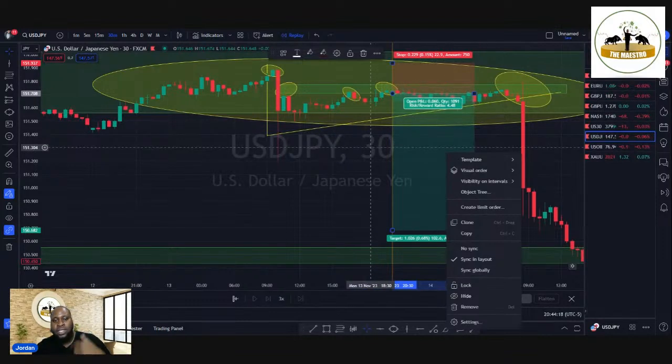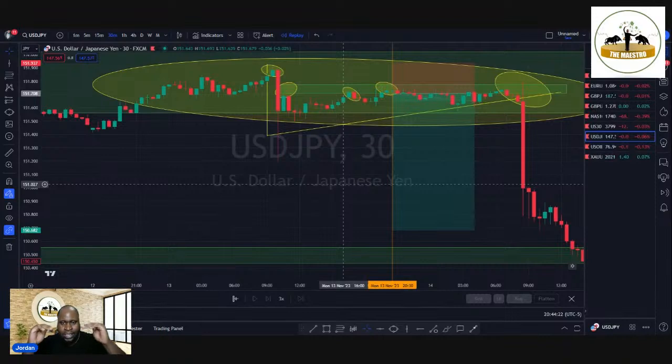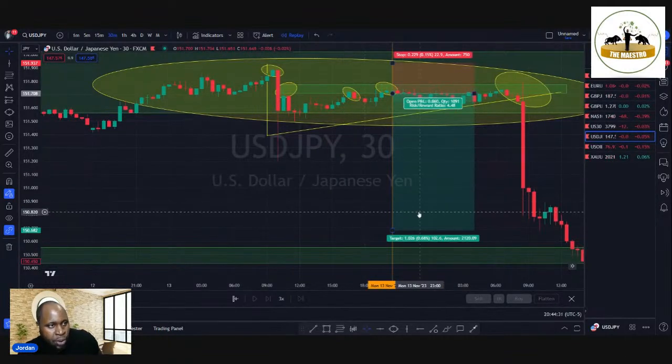Exactly when price is going to take off, but you may know the area in which price is going to stop trading higher, especially on a downtrend, and stop trading lower on an uptrend correction. All right. So those things you may know.